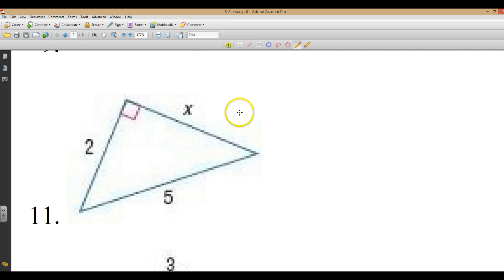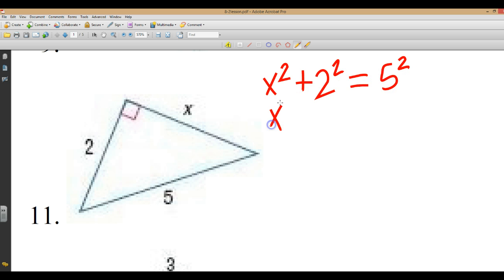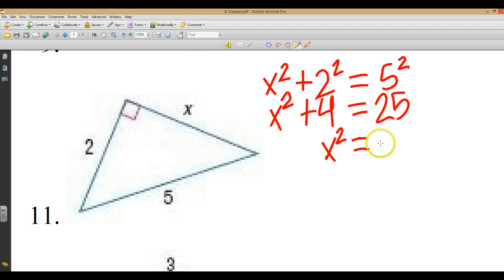On number 11, to find x, we use the Pythagorean theorem, and this time we're looking for a leg, so you can call that either a or b. So I have a squared plus b squared is equal to c squared, and x squared plus 4 is equal to 25. So x squared is equal to 21, and x is equal to the square root of 21.